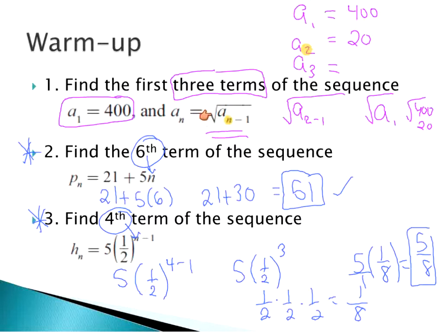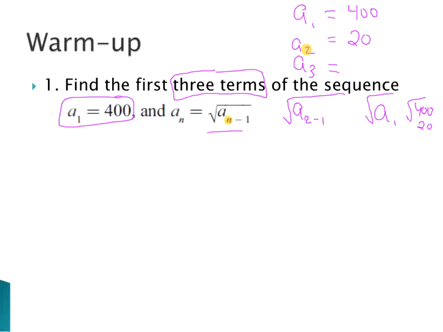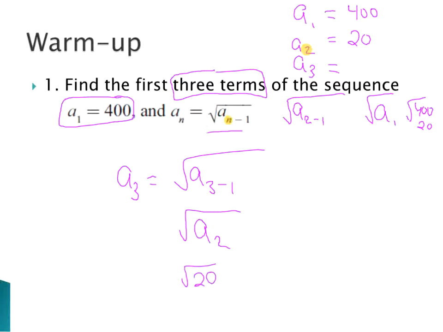Now I'm going to try it again, same formula. So here's my formula, but this time I need to find A3. So my n is going to become a 3 this time. So this one, let me just give myself space at the bottom here. Much better. Okay, so this time we're trying to find A3, which means this is 3 minus 1. 3 minus 1 is 2. So I'm really asking myself, what's the square root of A2? Well, let's look back up there. A2 is 20, so I need the square root of 20.